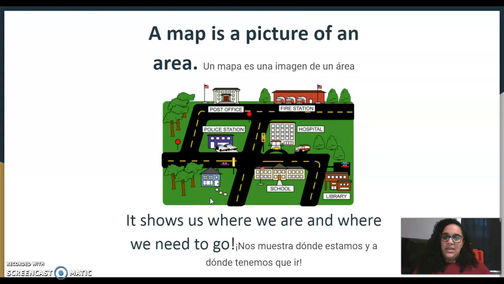But if we move to a new place and all of those labels were not given to us, we would have no idea what those places are. So it's really important to have a map because on the map, they give us labels of things, they show us where things are, and they show us directions on how to get there.